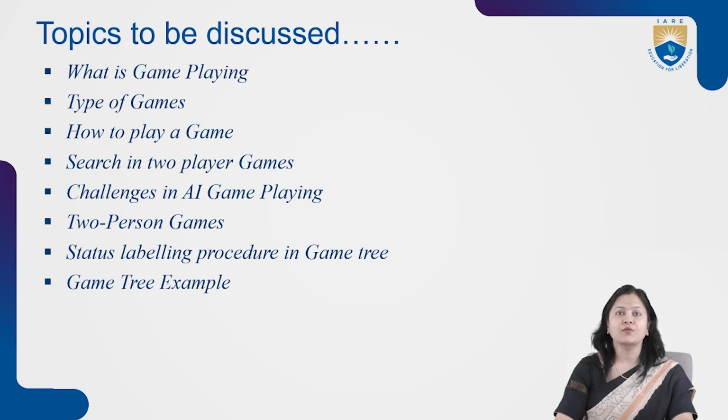These are the topics to be discussed: what is game playing, the types of games, how to play a game, such as in two-player games, the challenges in AI game playing, two-person games, the status labeling procedure in a game tree, how we can apply the status label procedure, which is a very important concept, and the game tree example.